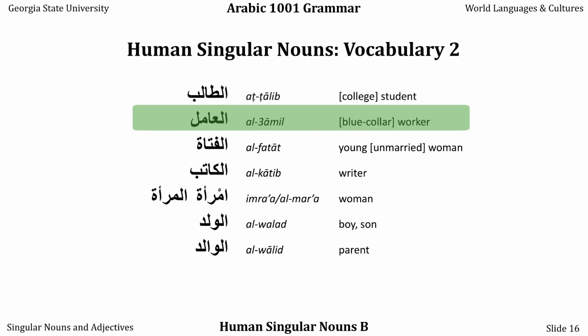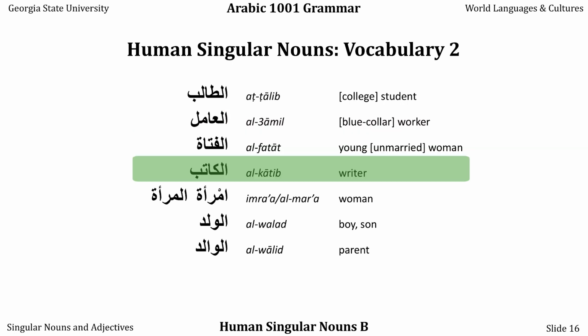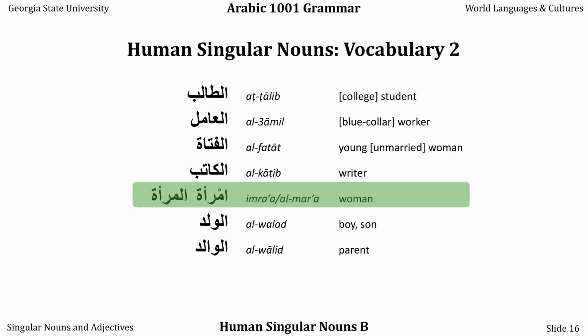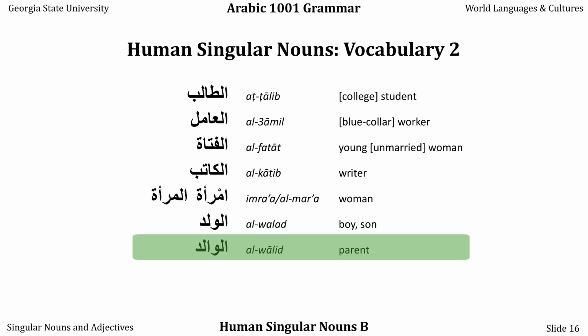Al-amil is a blue-collar worker. Talib and amil have the same wazn or pattern because they have the same cadence. Talib, amil. Al-fatat is a young unmarried woman. Al-katib is a writer, and it has the same cadence as talib and amil. Al-mar'a is the woman, but it's a little bit irregular, and if we're going to make it ghair mu'arraf or indefinite, we don't say mar'a, we say imra'a. That's just Arabic for you. It's complicated. And then in the last video, we learned walad for boy or son, and walid for parent.